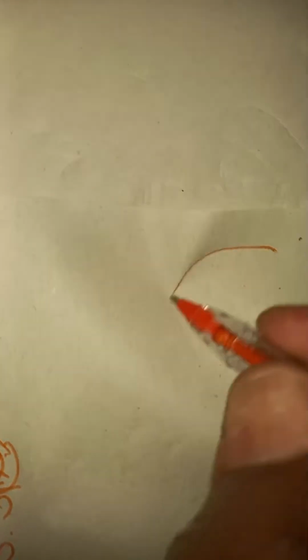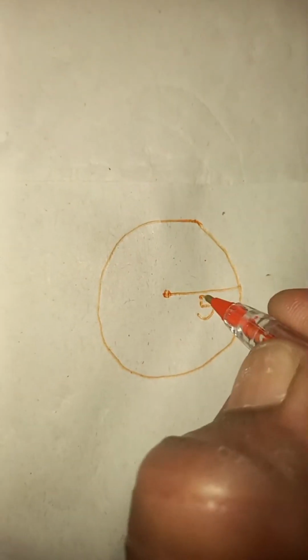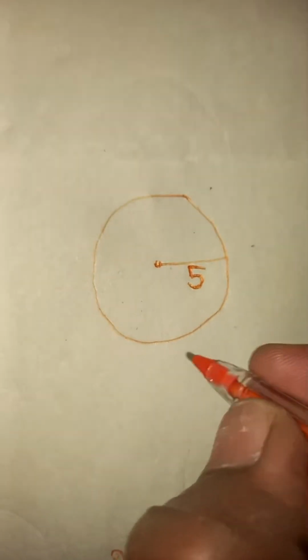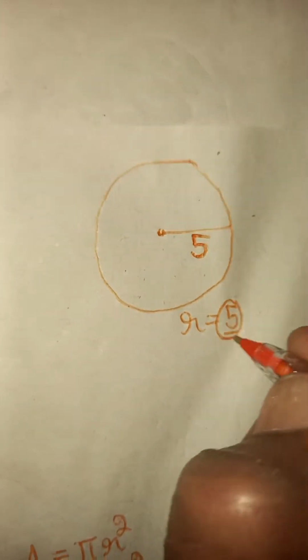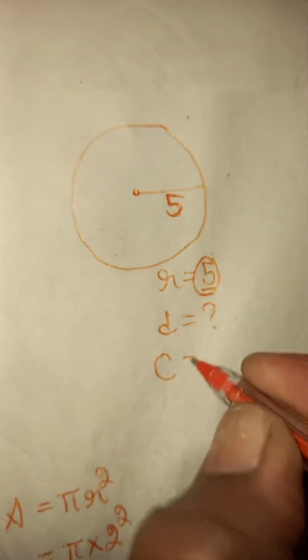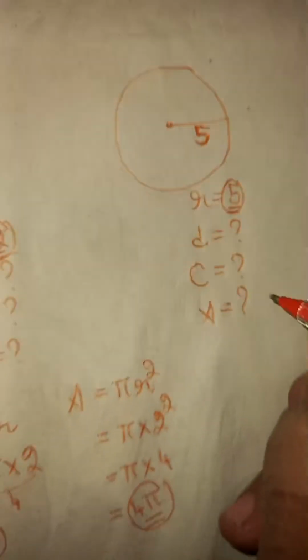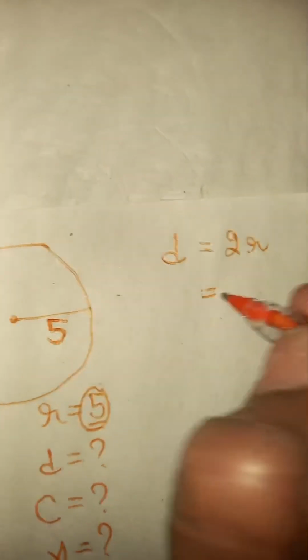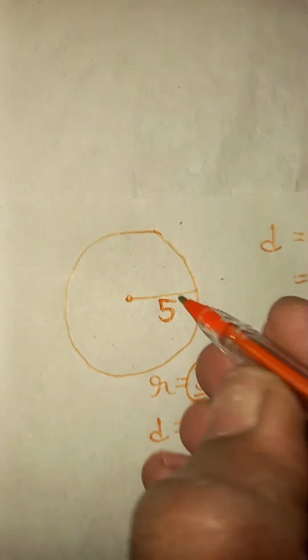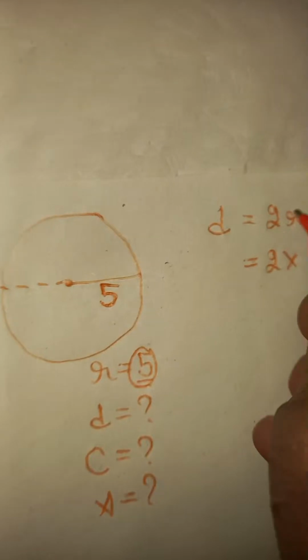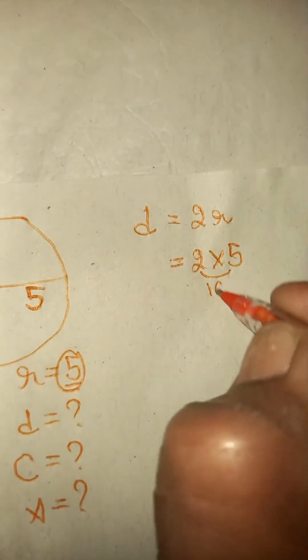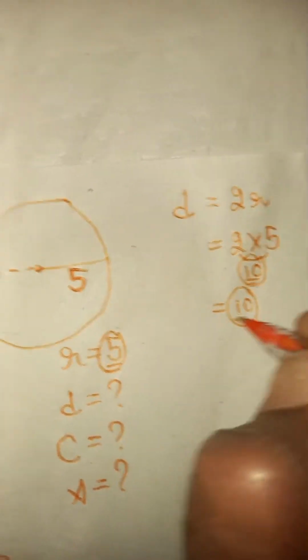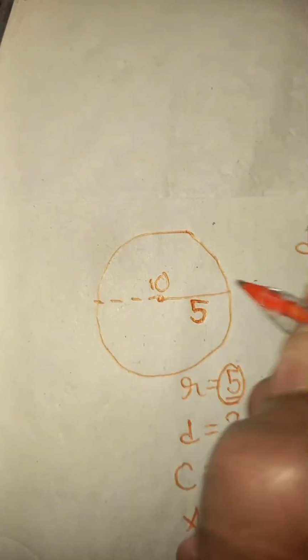Let's take one more circle for more practice. Here in this circle they have given the radius of the circle as 5 units. Now here also you need to find out the diameter, the circumference and the area of the circle. Let's write diameter of the circle as 2 times of radius. That is 2 times of 5 units. 2 times of 5 is 10. So the diameter is 10 units. 10 units is the complete diameter.